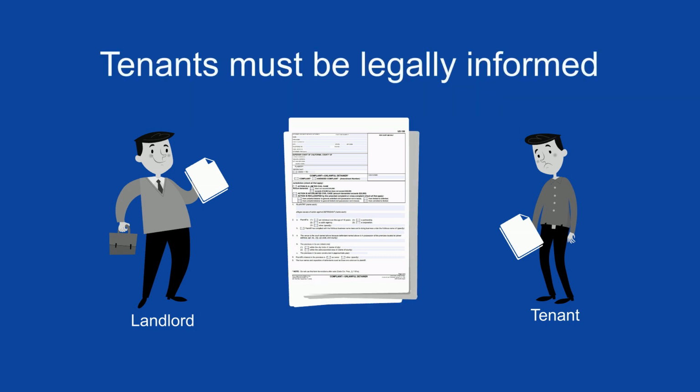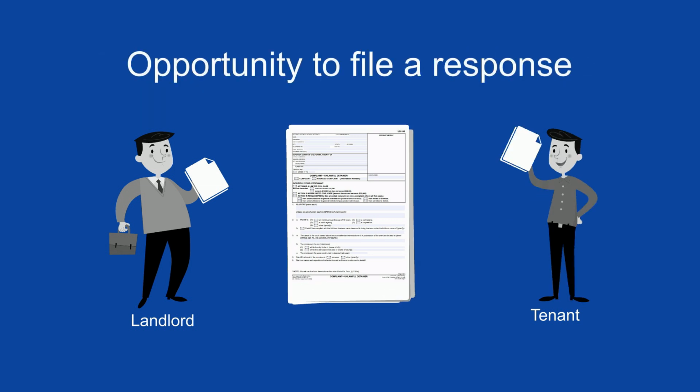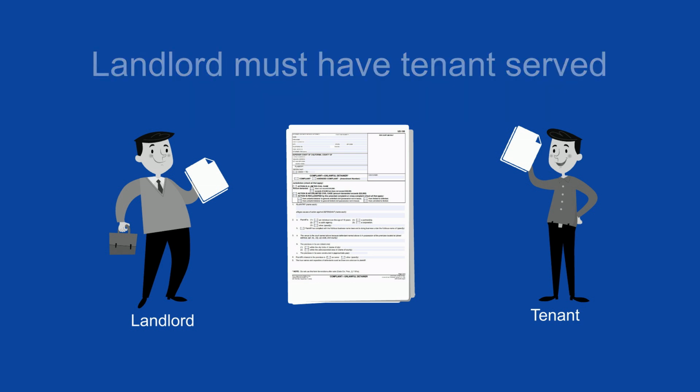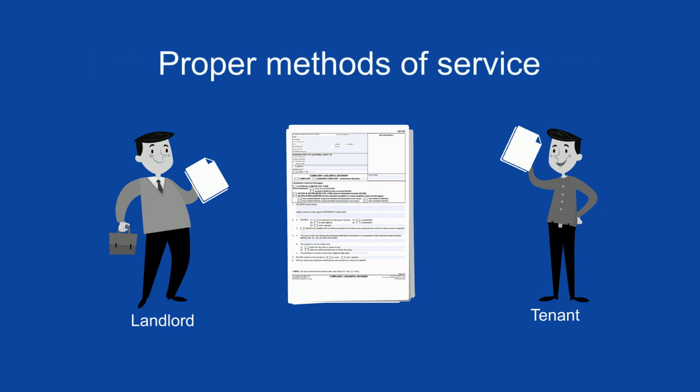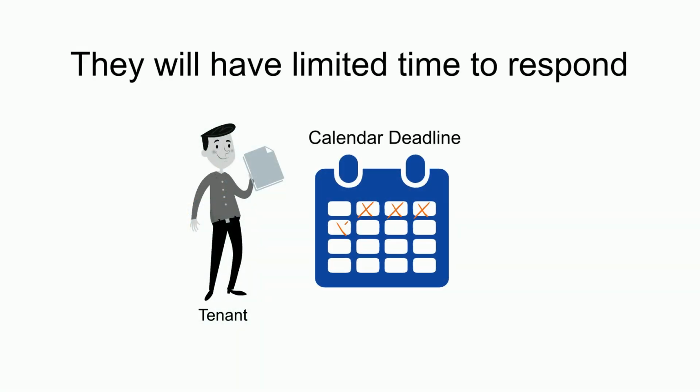Tenants must be legally informed as to the reasons for the eviction and be provided with an opportunity to file a response with the court, should they choose to do so. The landlord must have the tenant served by using proper methods of service. Once the tenant is served, they will have a limited amount of time to respond to the lawsuit.